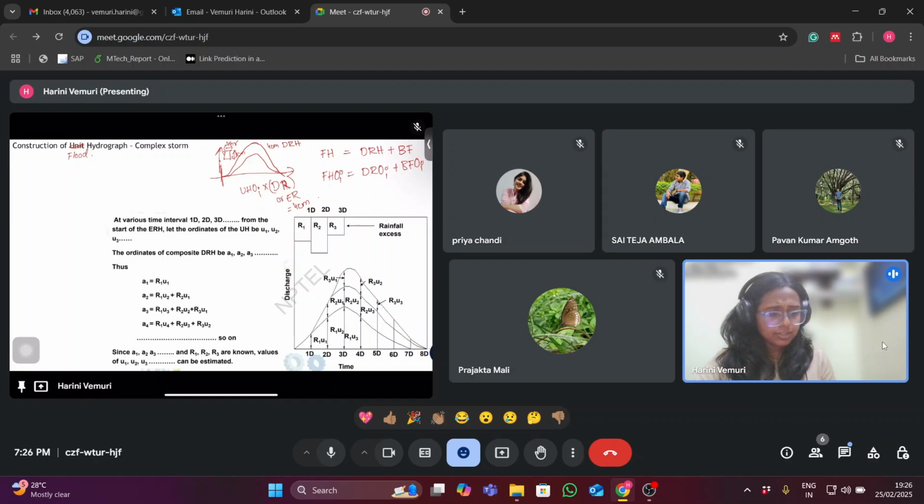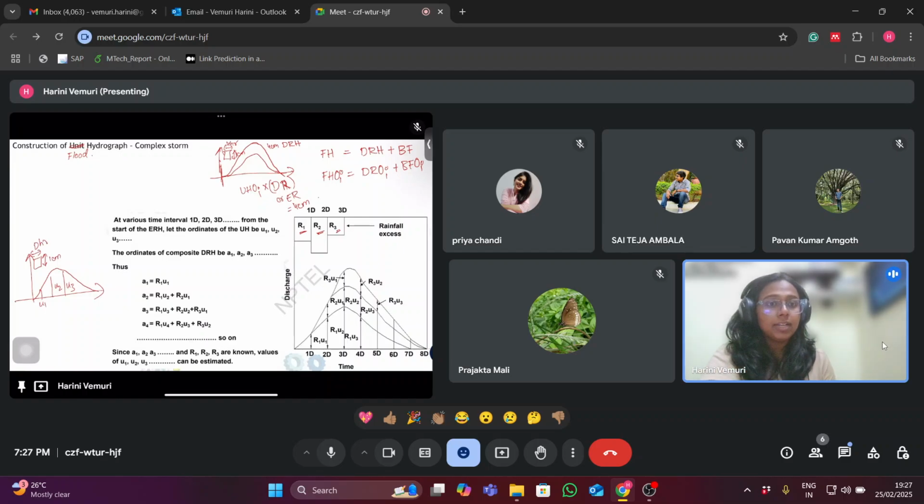In the case of complex storms, we have seen that multiple rainfall storm events are occurring. Suppose D is the hour. In D hour duration, R1 amount of excess rainfall is occurring. In the next D hour duration, R2 amount of excess rainfall is occurring. In the third D-hour duration, R3 amount of rainfall is occurring. By the principle of superposition, we know that the unit hydrograph ordinates U1, U2, U3 for a particular basin are for 1 centimeter excess rainfall and D-hour duration.